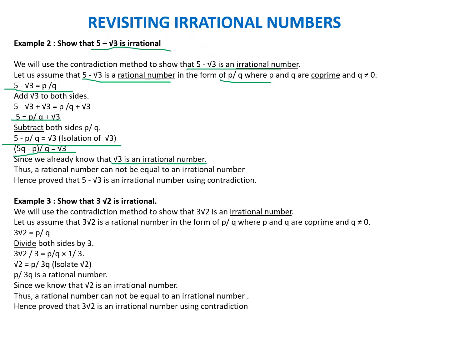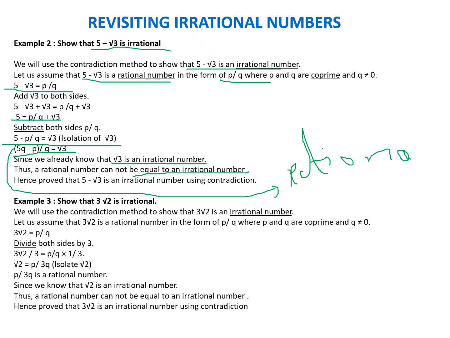Thus, a rational number cannot be equal to an irrational number, because 5q by p is rational, because it can be presented in the form of p by q. But our right side is irrational. So a rational number cannot be equal to an irrational number. Here, 5 minus p is rational, but root 3 is irrational. Since we already know that root 3 is irrational, and a rational number cannot be equal to an irrational number, hence 5 minus root 3 is an irrational number.